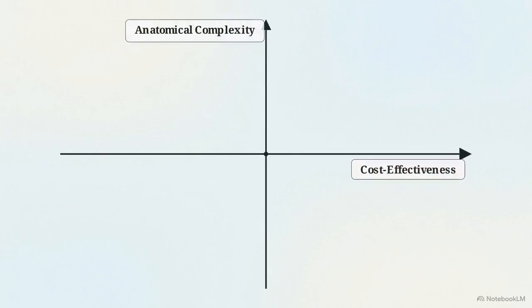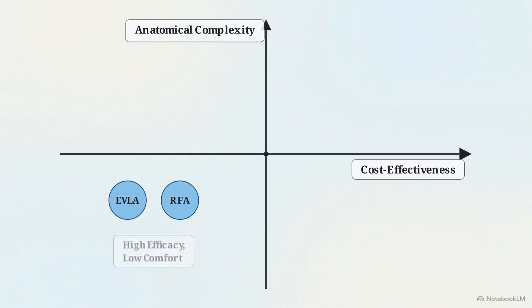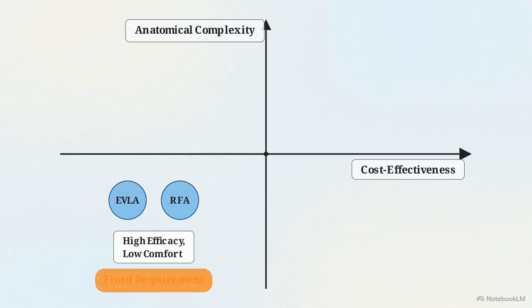This 2x2 matrix allows us to evaluate all available venous ablation modalities systematically. The x-axis measures cost-effectiveness, while the y-axis charts the anatomical complexity of the target vein. We start by plotting endovenous laser ablation and radiofrequency ablation. These populate the quadrant representing high clinical effectiveness for straight veins, but they rank lower on comfort and higher on procedural complexity because they require tumescent anesthesia.